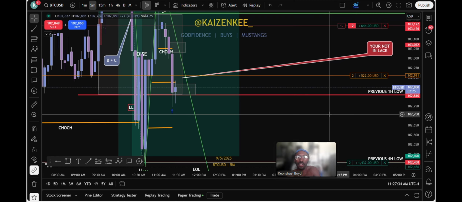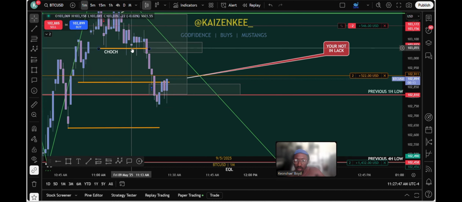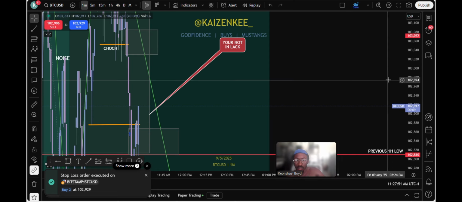We inching $122 from that stop out position. Yeah, we getting there. $30 from getting stopped out. We're gonna get stopped out here. $20 from getting stopped out. Cool.